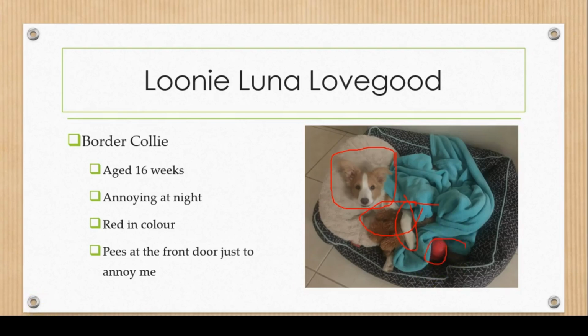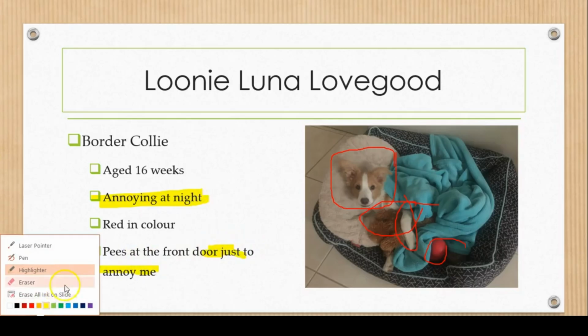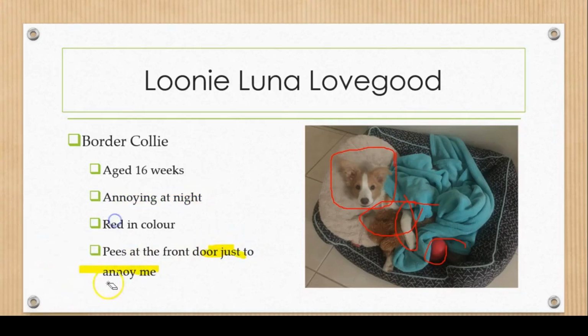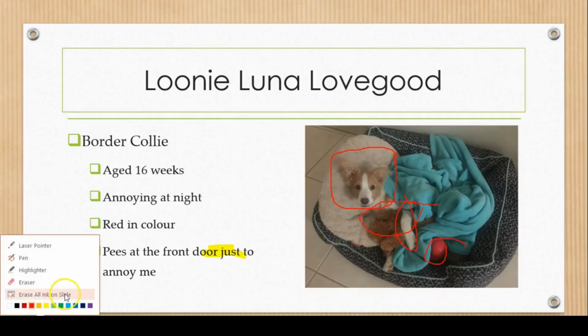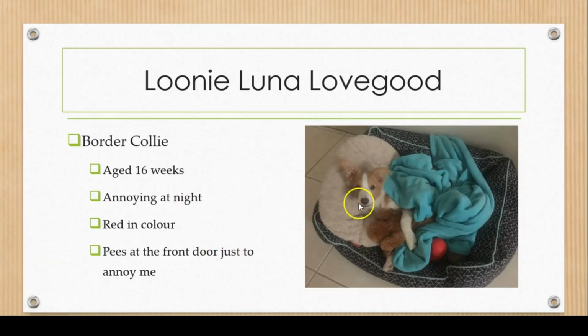So that's a pen, and the last one is highlighter. If I go highlighter, I can actually go that one, and that one. And if you want to get rid of all this, it's really easy. You go back to that pen, you go eraser, and you can get rid of individual ones that you do, or you can click on it again. Where'd it go? There we go. Erase all ink on slide, and that just gets rid of all of it.